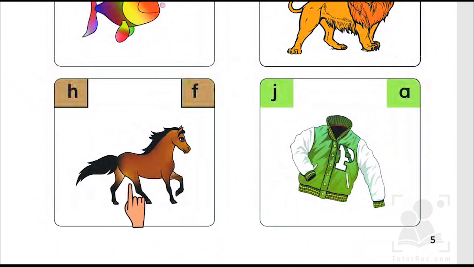Here we have a horse. Horse. The word horse starts with the letter H. Next picture, jacket. Jacket. It starts with the letter J.